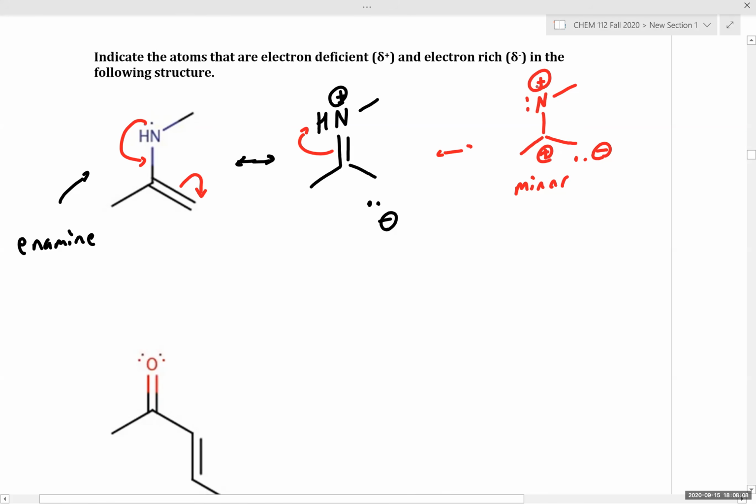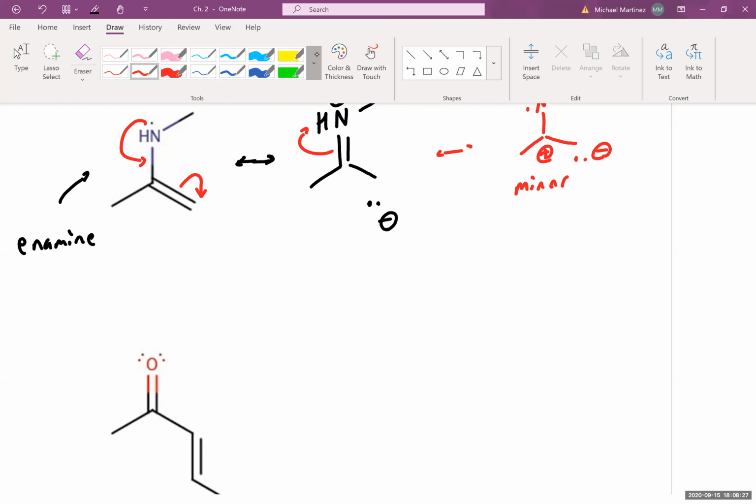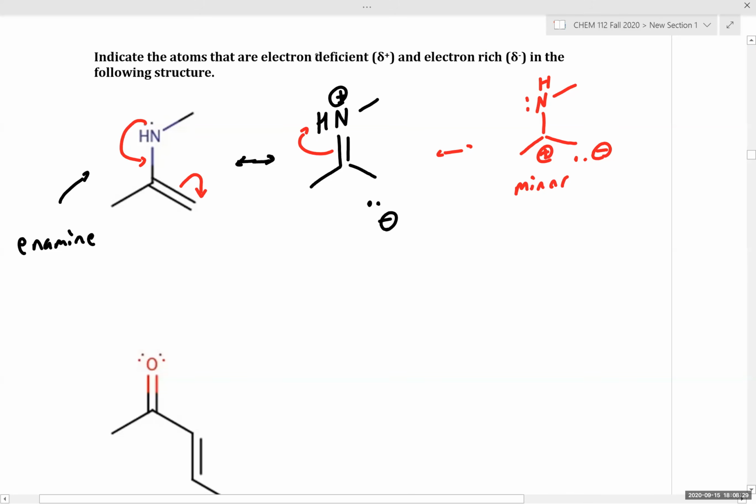Now, when we talk about minor structures, they're not necessarily bad. These minor structures give us a lot of information into potential patterns of reactivity, and they can help us notice potential atoms that are electron deficient but that aren't found in major resonance structures. So we've drawn out each of our resonance structures now.